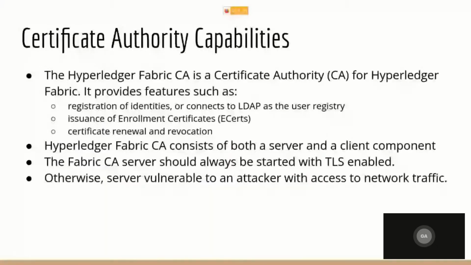Okay, so a certificate authority provides registration features like registration of identities, or if you want to connect with your enterprise LDAP, you can do that. Connect enterprise LDAP and use it as the user registry together with the certificate authority. You can issue enrollment certificates which can be validated from your client side. You can even revoke the certificates. That's a feature added recently. You can renew the certificate and revoke the certificate. Certificate authority consists of server and client components. The CA server should always be started with TLS enabled.